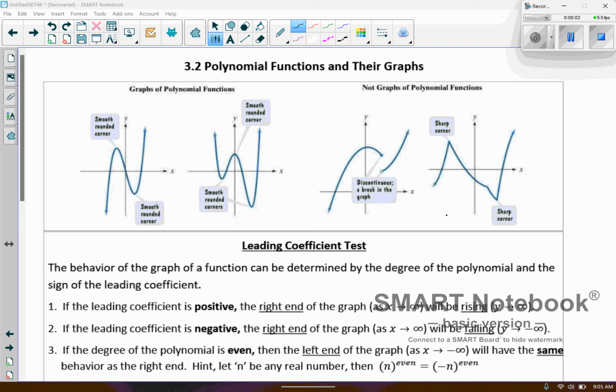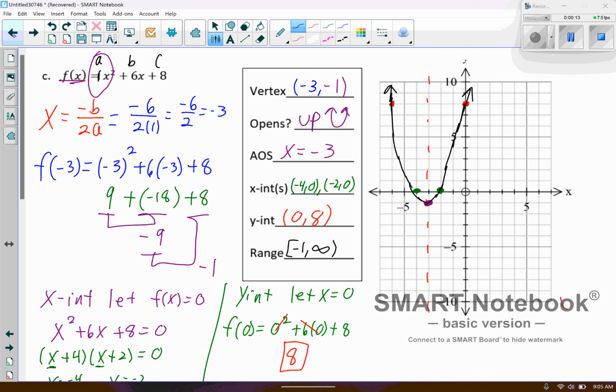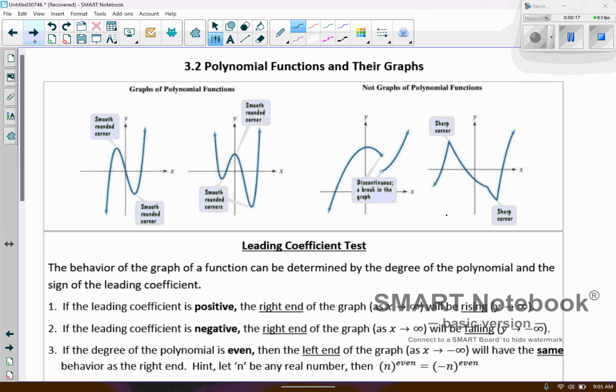Okay, so 3.2 is polynomial functions and their graphs. What we were graphing before were quadratic functions, or parabolas, which are actually polynomials too. But basically, we're going to look at higher ordered polynomials, so higher powers.